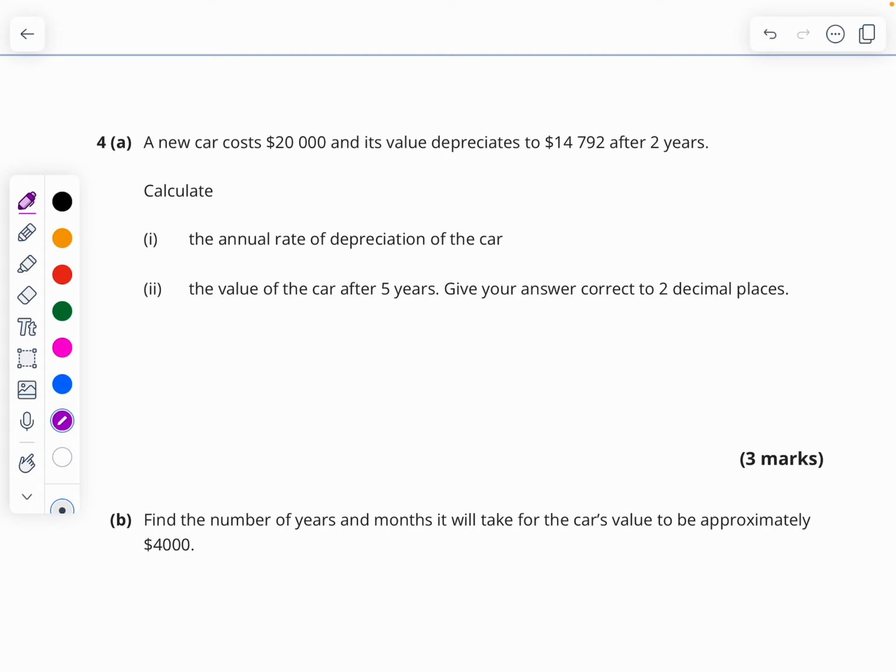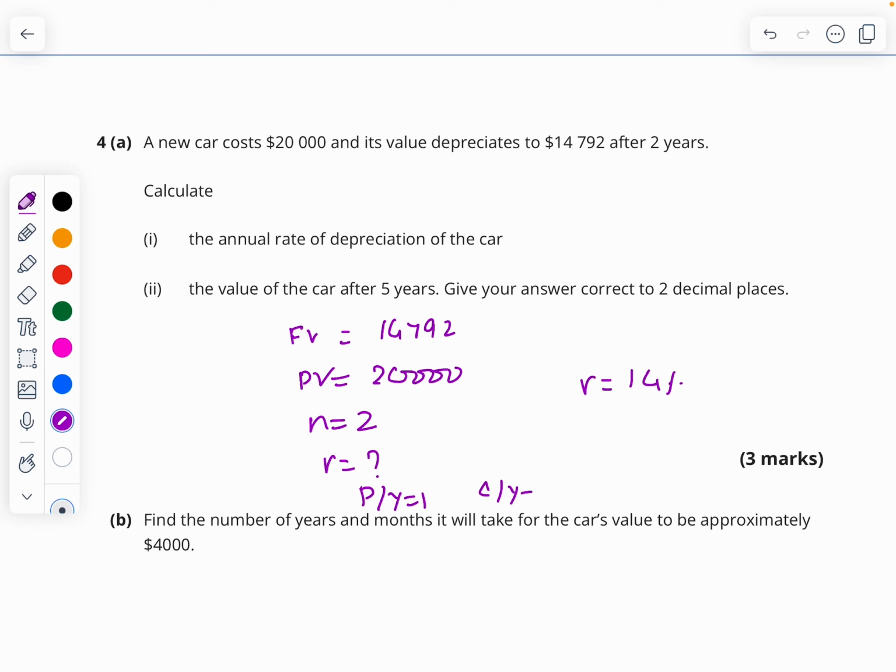So if you want to do it by the formula method, you can use it, or else future value is 14,792, principal value is 20,000, then N value should be equal to 2, then calculate the value of R. So it should be giving you 14%. P/Y and C/Y should be equal to 1.